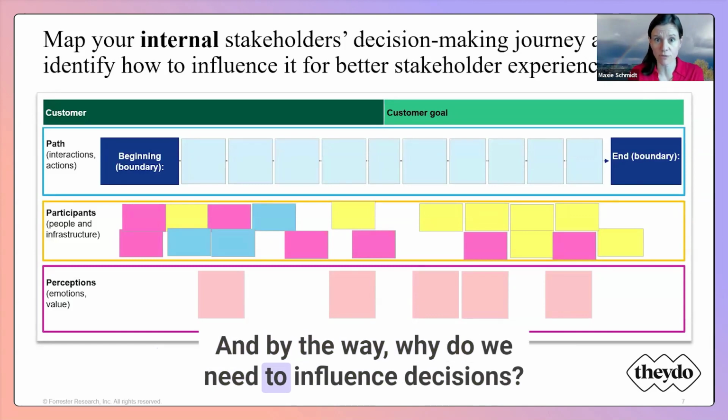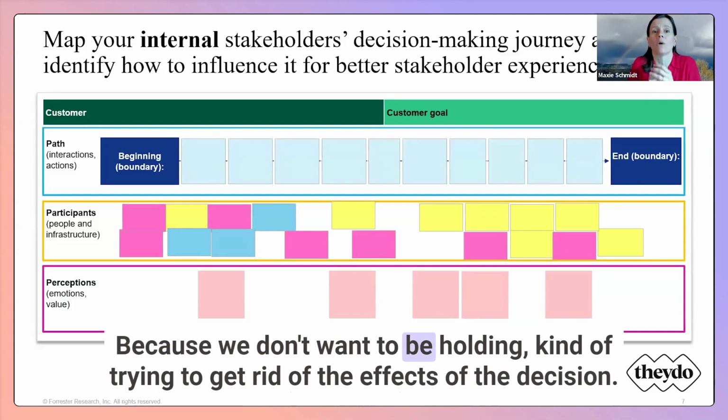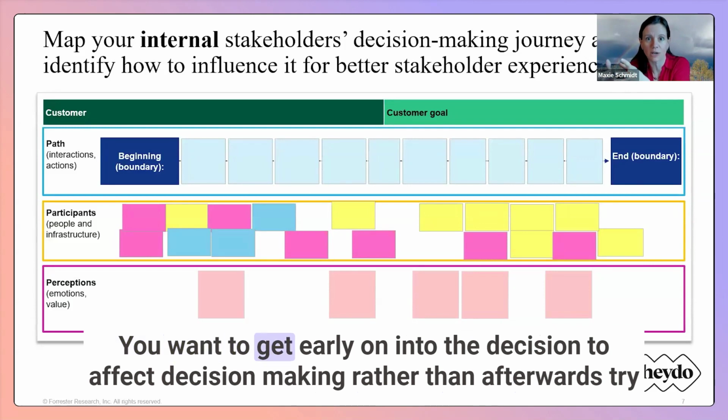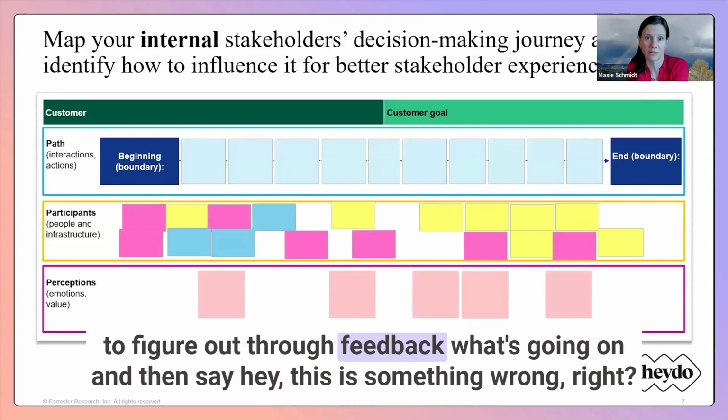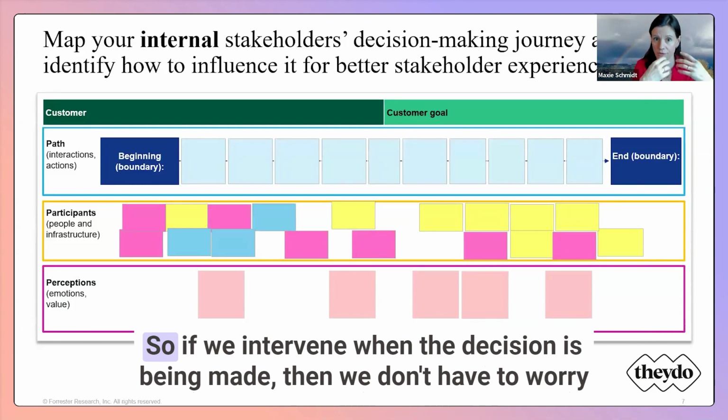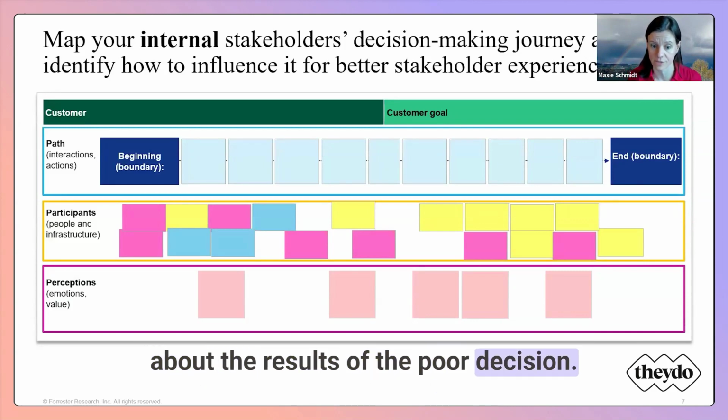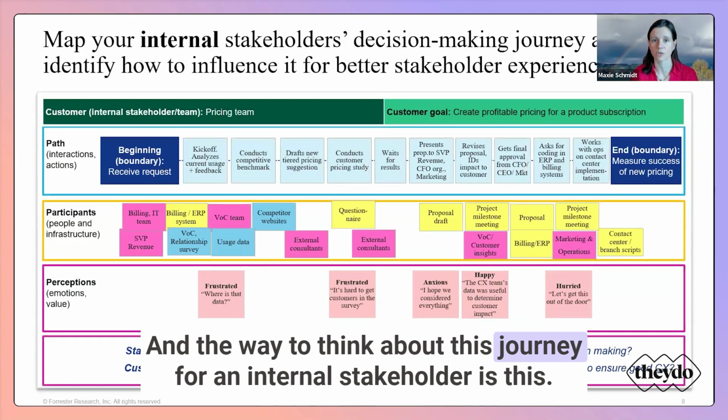And by the way, why do we need to influence decisions? Because we don't want to be trying to get rid of the effects of the decision. You want to get in early to affect decision making, rather than afterwards trying to figure out through feedback what's going on and then say, hey, this is something wrong, right? So if we intervene when the decision is being made, then we don't have to worry about the results of the poor decision. And the way to think about this journey for an internal stakeholder is this.